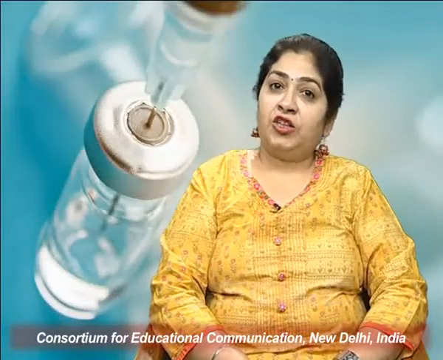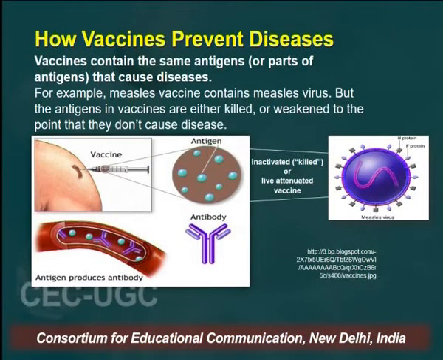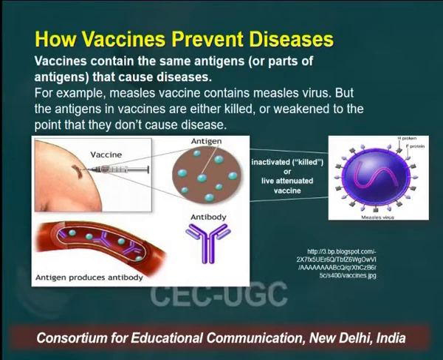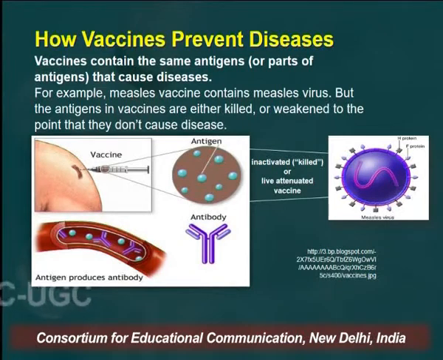How do vaccines actually prevent disease? Vaccines contain the same antigen or part of antigen or epitope that causes diseases. For example, measles vaccine contains measles virus, but the antigens in vaccines are either killed or weakened to the point that they do not cause disease.